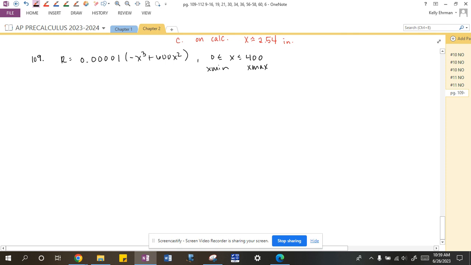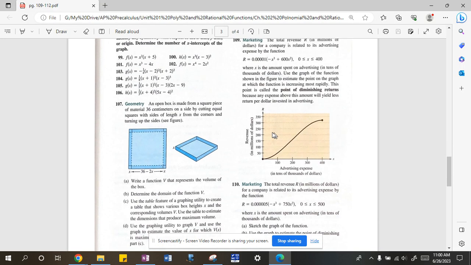All right, so this is the total revenue in millions of dollars for a company, and it's related to its advertising expenses by the function. X is the amount spent on advertising in tens of thousands. They give us a graph below. Use the graph of the function shown in the figure to estimate the point on the graph at which the function is increasing most rapidly.